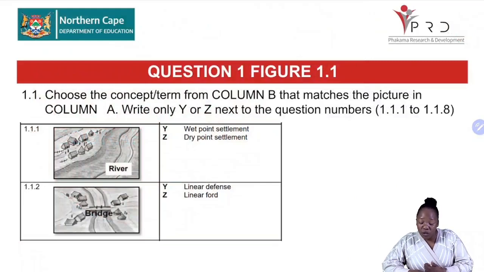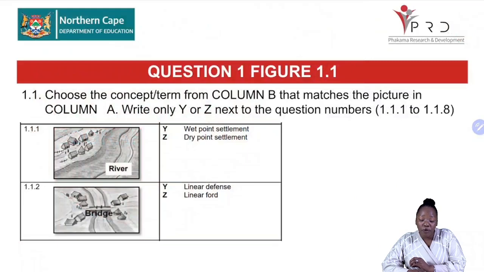So our first question there, figure 1.1, you are now given column A and column B. This is the easiest way. You look at the picture in column A and then you decide in column B, is it a Y or is it a Z. So again, instead of reading the definition, if you look at the picture, you are then quick to decide what the answer is. So you've got the two questions there.